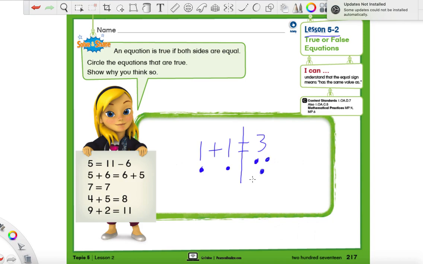Now, would we be correct in saying that 1 plus 1 equals 3? No way. This would be false. Because we know that if we have 1 and 1, we actually get 2, not 3. So no way this would be true. And we're going to see a whole bunch of other ones. So let me show you guys some different examples again.